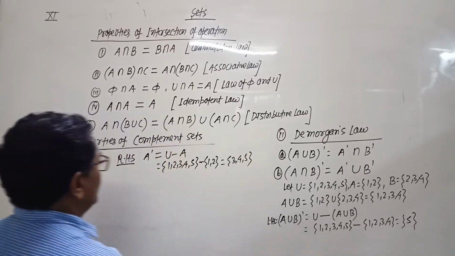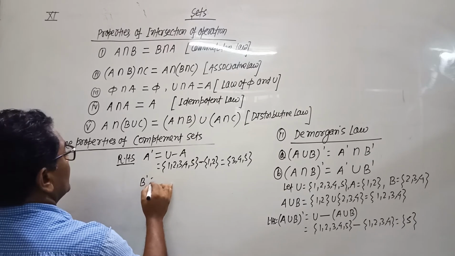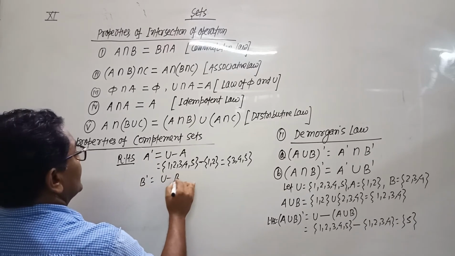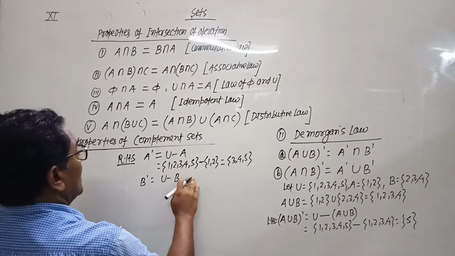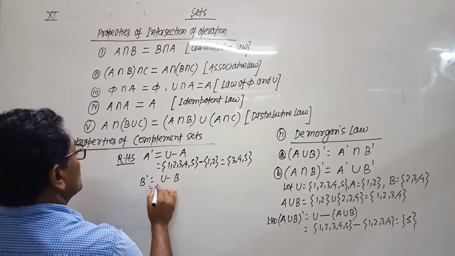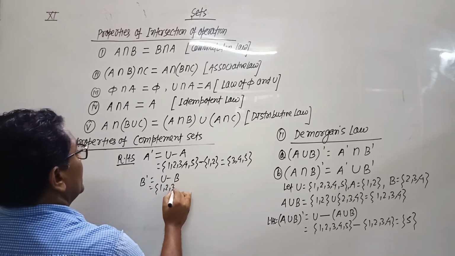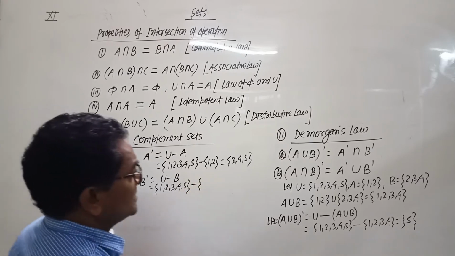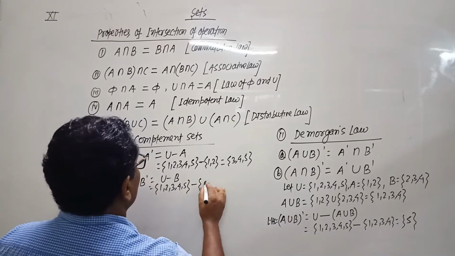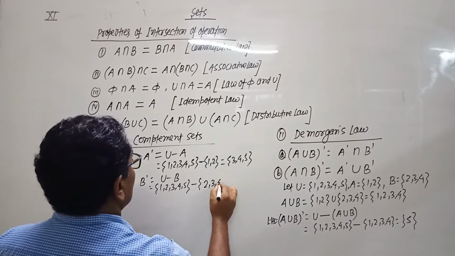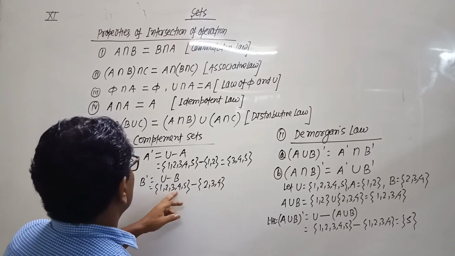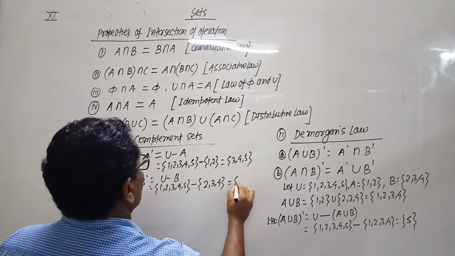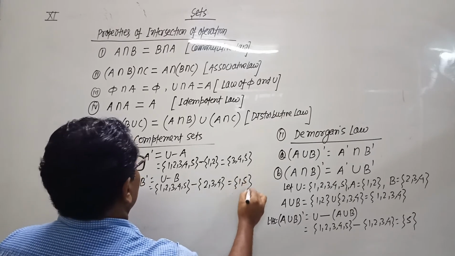Then we calculate B dash. So B dash is U minus B, and U is 1, 2, 3, 4, 5 minus B. Set B is 2, 3, 4. So 2, 3, 4 would be excluded. So we get 1, 5.